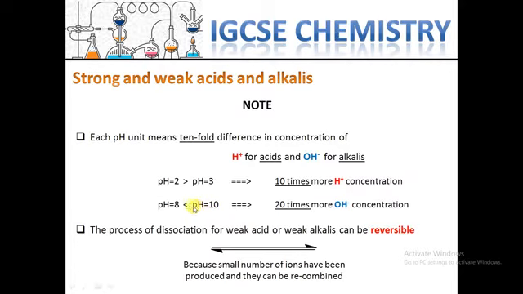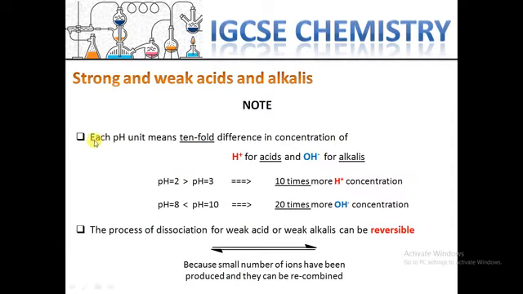Another example, you compare pH 8 and pH 10. pH 10 is much more basic compared to pH 8, right? pH 10 has two more units compared to pH 8. That means you have 100 times more hydroxide concentration. Two units more, that means 100 times more hydroxide concentration.